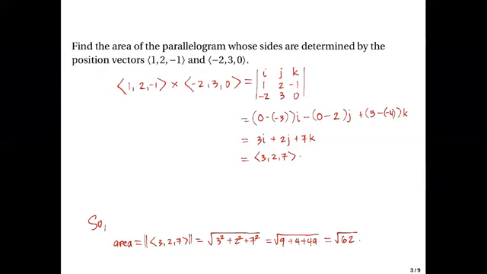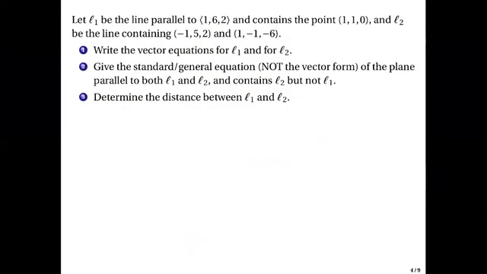Next problem. So let L1 be the line parallel to ⟨1, 6, 2⟩ and contains the point (1, 1, 0), and let L2 be the line containing the points (-1, 5, 2) and (1, -1, -6).